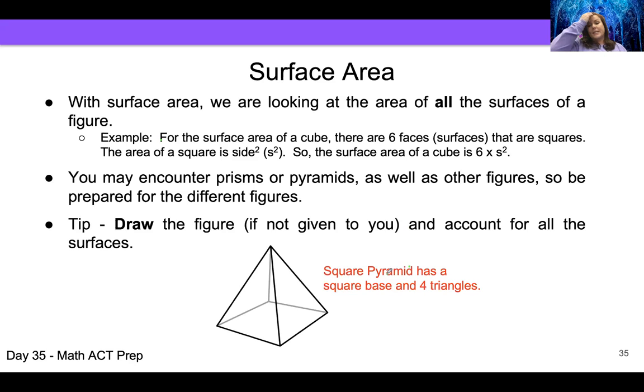Okay, this is an example of a square pyramid. Again, it's different from the one I showed you because this base is a triangle and this one is a square.